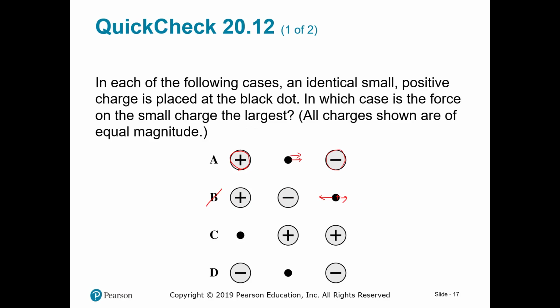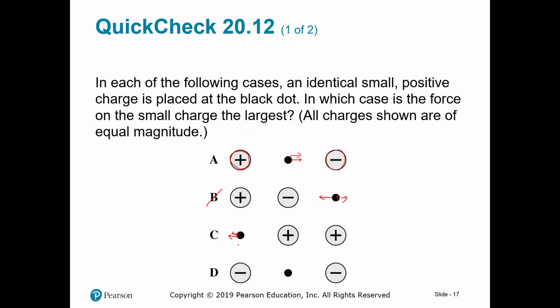And then how about C? Force due to the closer charge to the left. And then how about the second charge? It's also to the left as well, right? So you have to add these two forces because these two forces are in the same direction. So I will come back to C.